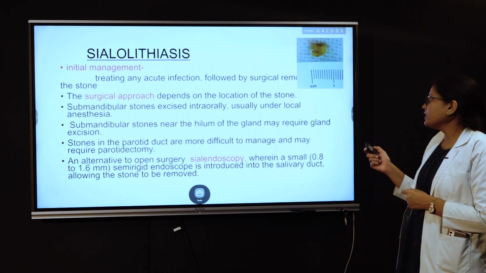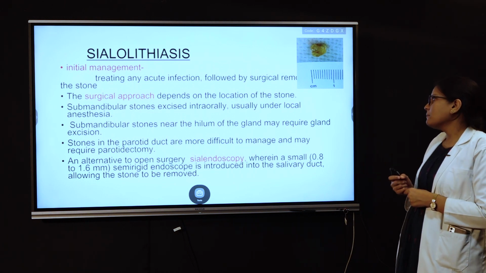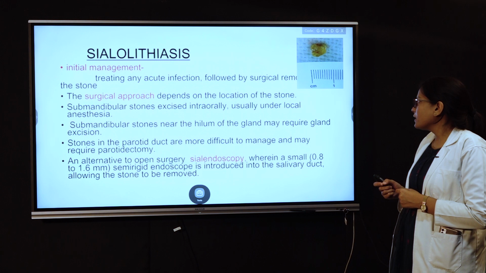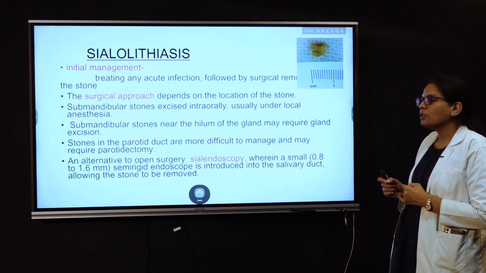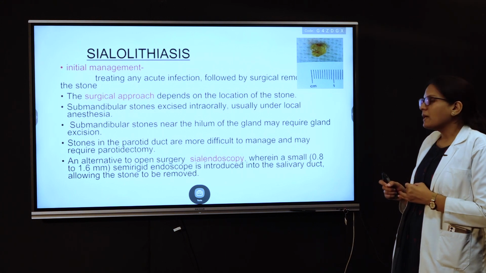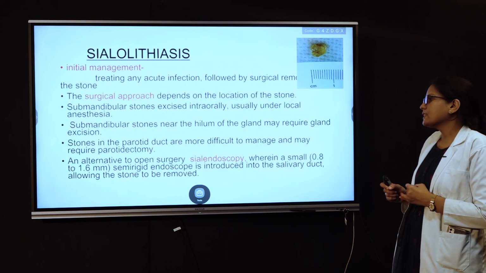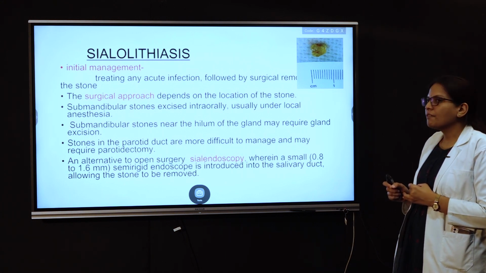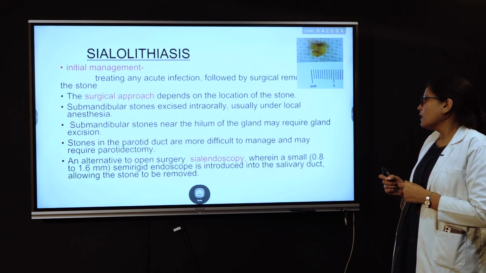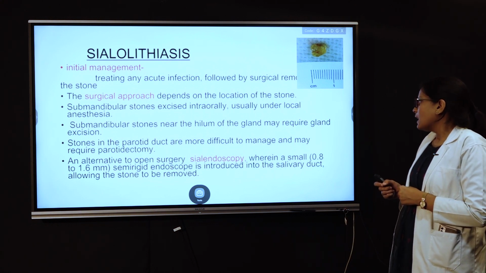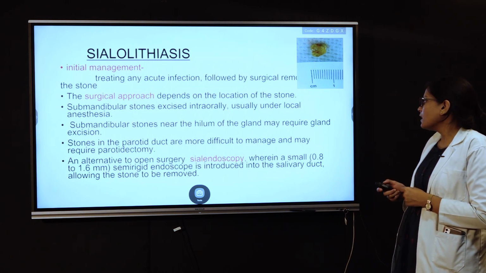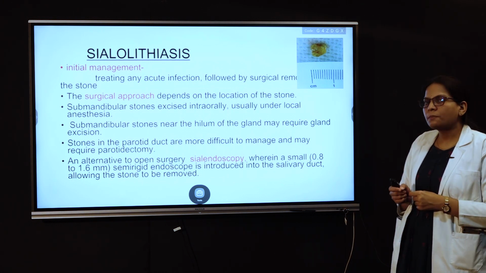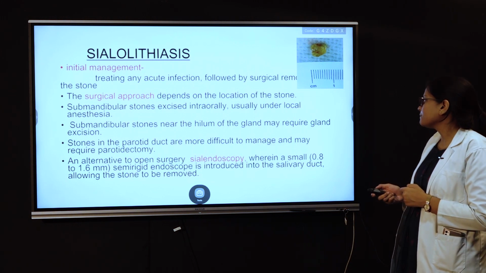So management of sialolithiasis. The initial management aims at treating any acute infection followed by surgical removal of the stone. The surgical approach depends upon the location of the stone, and submandibular gland stones are usually excised intraorally under local anesthesia. However, if it is involving the parotid gland, wide excision has to be done. An alternative for the open surgical excision is your sialendoscopy, wherein a small rigid endoscope is passed and the stone is retrieved.